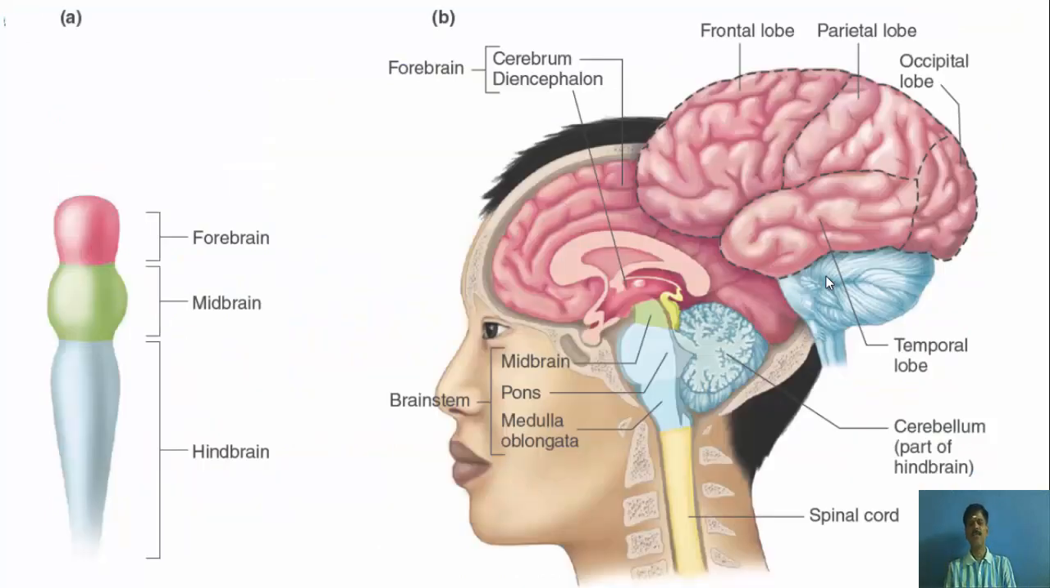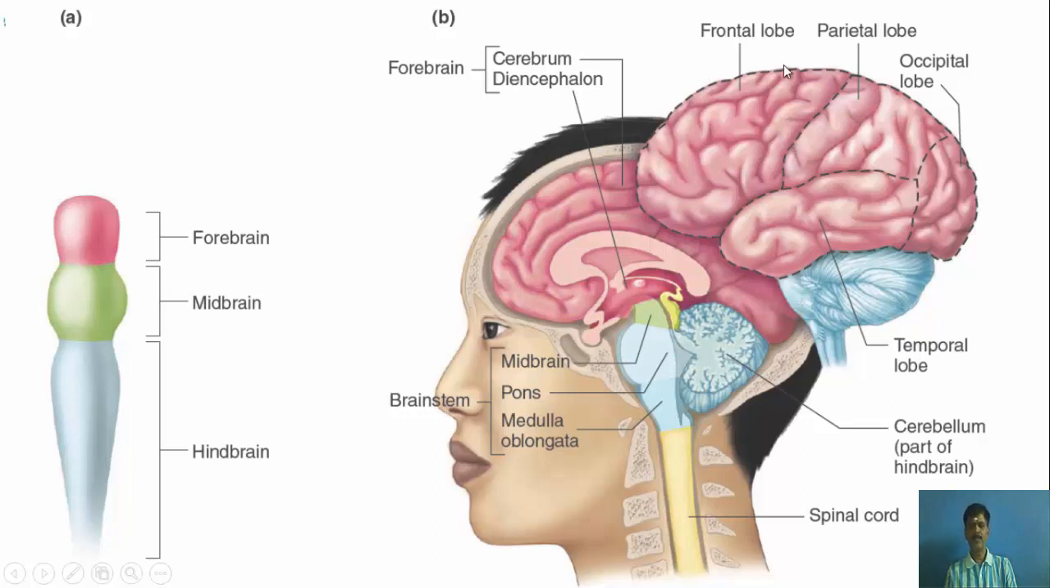Now you can see the image of the brain. When the brain is in the neural tube form, it has the forebrain part, midbrain part, and hindbrain part. When it is developed, you can see the cerebrum and diencephalon contribute to the forebrain, the midbrain is present as such, and then the hindbrain is made up of the pons, medulla oblongata, and cerebellum. Then the brain continues as the spinal cord, and the midbrain, pons, and medulla oblongata are collectively called the brainstem.